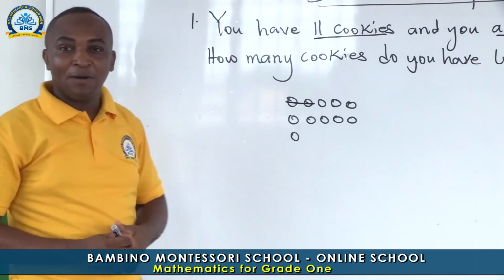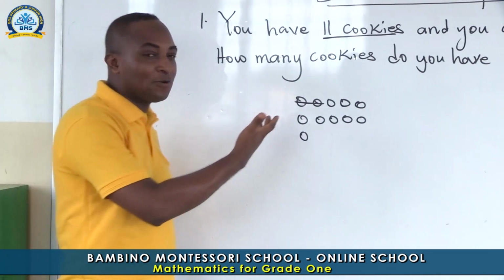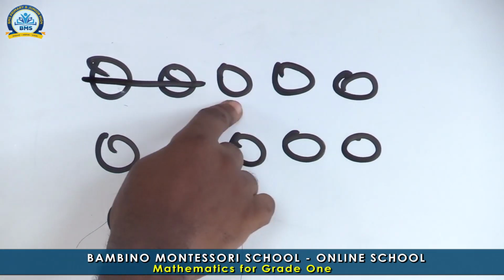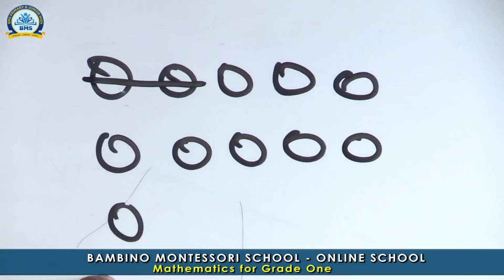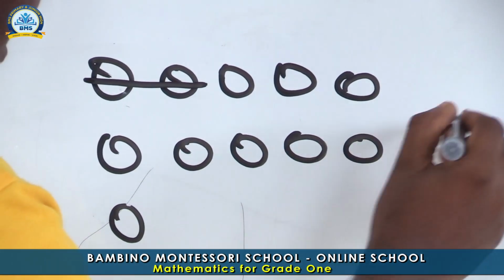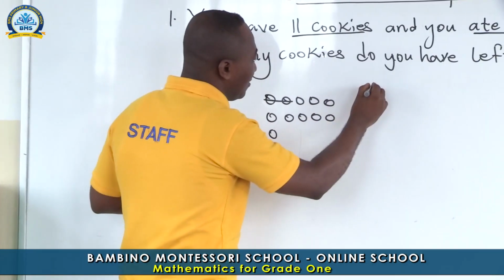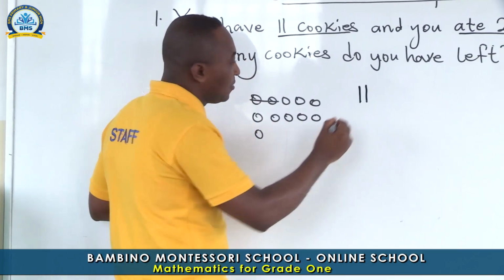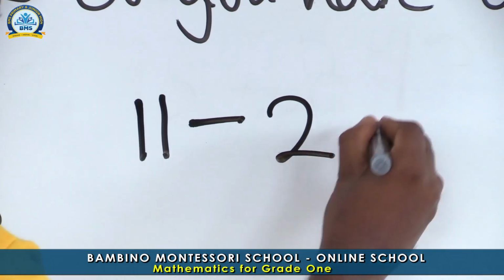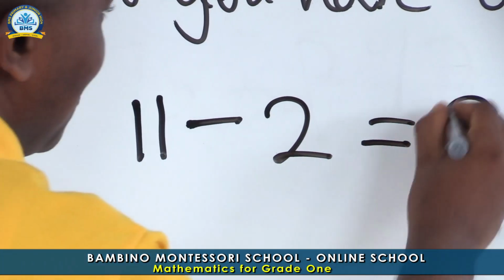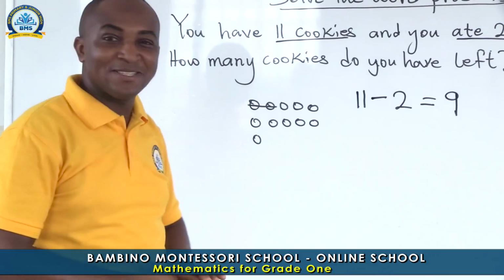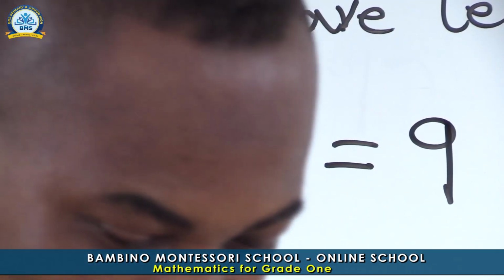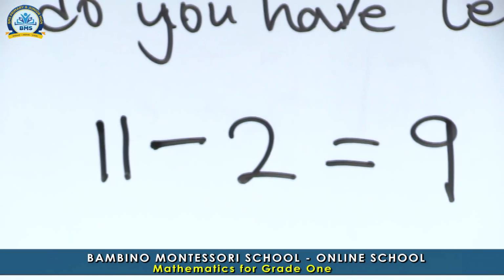How many cookies left? You just count the remaining ones. 1, 2, 3, 4, 5, 6, 7, 8, 9. So this simply shows that the 11 cookies take away 2 is equal to 9. So it's very simple and interesting, isn't it? Good. Let's see the second question under story problems.